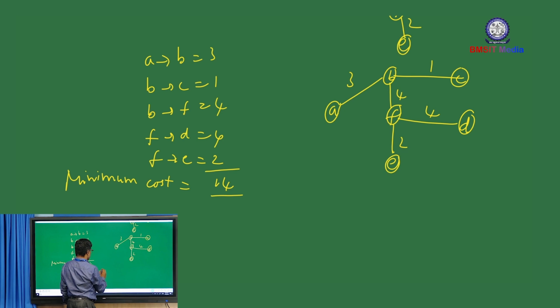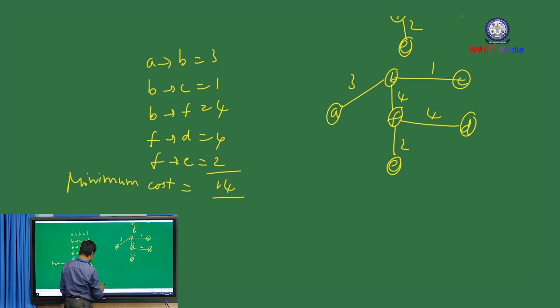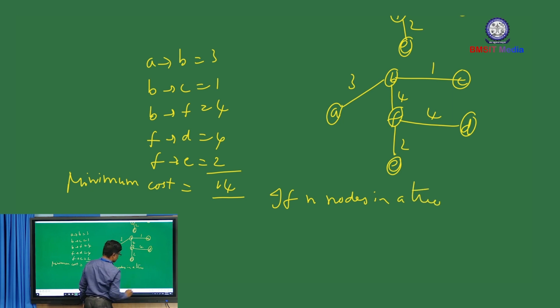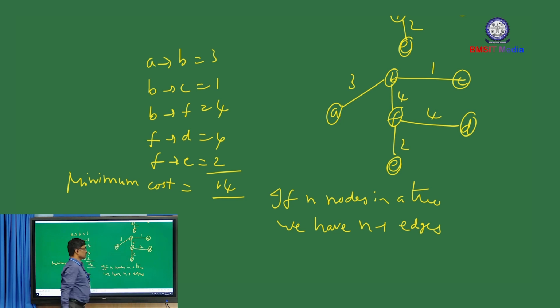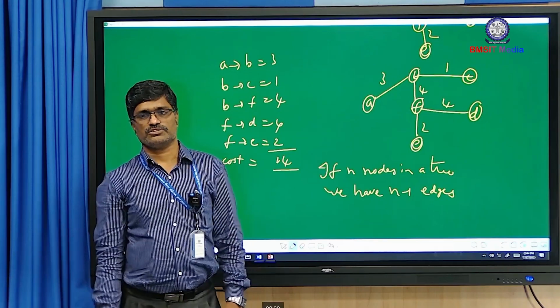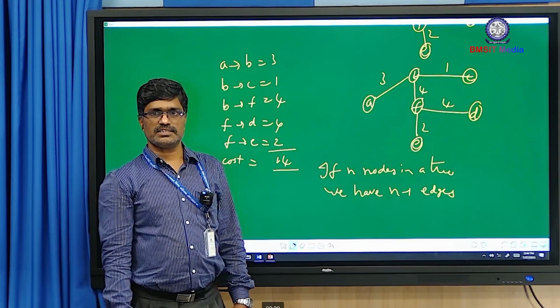So in a spanning tree, if you have n nodes in a tree, we have n minus 1 edges. So you can count it 1, 2, 3, 4, 5. How many nodes are there? 1, 2, 3, 4, 5, 6. 6 nodes are there, 5 edges will be there. So this is the Kruskal's algorithm.